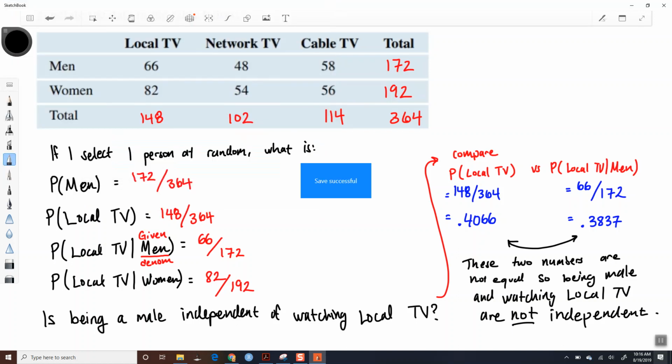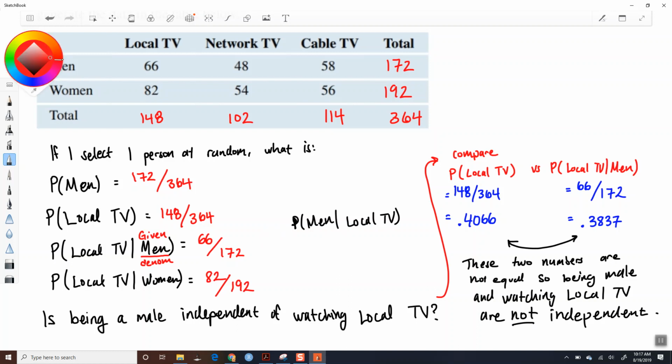All right, is that good? All right, and make sure you do not mix up something like this. Okay, this is different from this, all right? These are not the same. This over here would be 66 divided by 148. Okay. So make sure you don't mix those up.